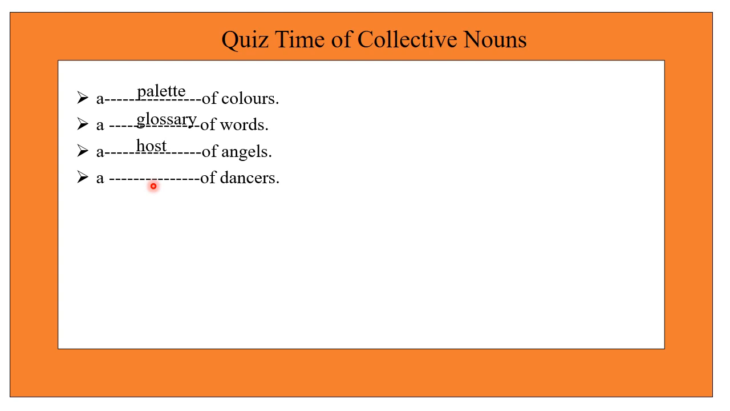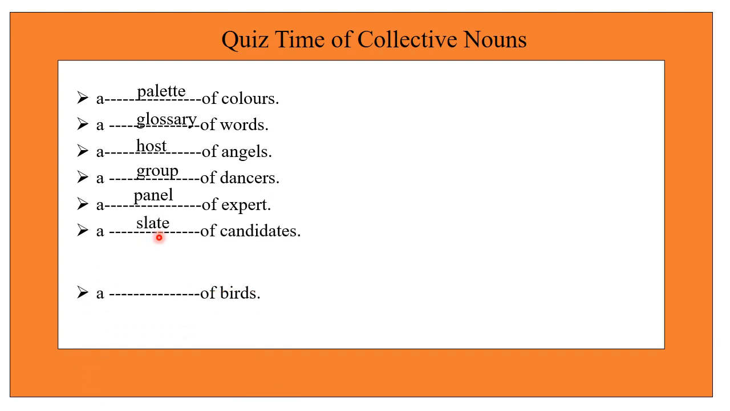The group of dancers is known as, what is the proper collective noun here? A group of dancers. A dash of experts. Okay, a panel of experts. A dash of candidates. A slate of candidates. Next example, a dash of birds. A flight of birds. Next example, a dash of flats.